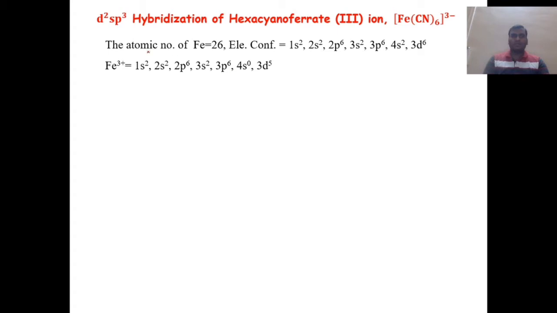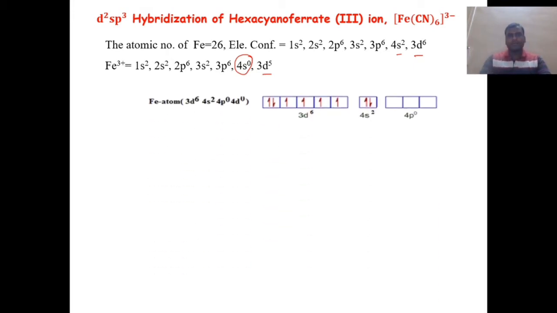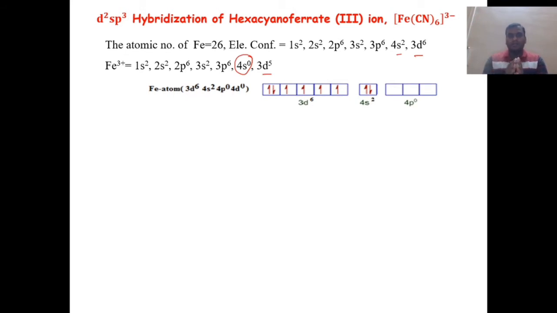So its electronic configuration will become 1s2, 2s2, 2p6, 3s2, 3p6. Now see here, the 4s0, in this case it is 4s2, while it is 3d5, here it is 3d6. That means it loses 2 electrons from the 4s2 orbital and 1 electron from the 3d orbital. So in total it loses 3 electrons while forming a complex, and hence its last valence electron configuration is 4s0, 3d5. Now how the electronic distribution takes place, we will show here in the diagram.